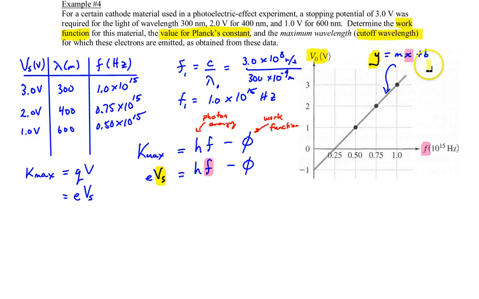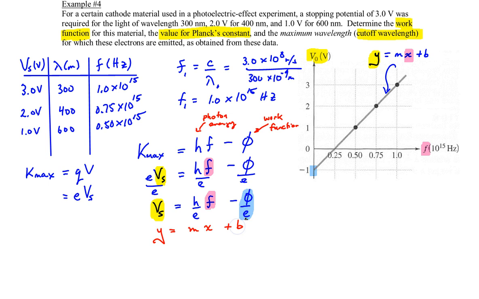We want to get it written as y equals mx plus b. So let's get this all by itself. We're going to divide everything by e here. And so you'll get now the stopping potential is equal to h over e times f minus the work function over e. And so you now hopefully can see this in the right format. There's your y, and there's your x, and this is our y-intercept, which is down here. This is nicely written in our y equals mx plus b format.